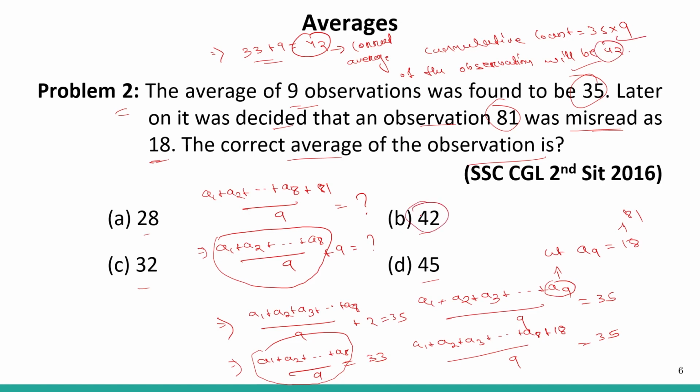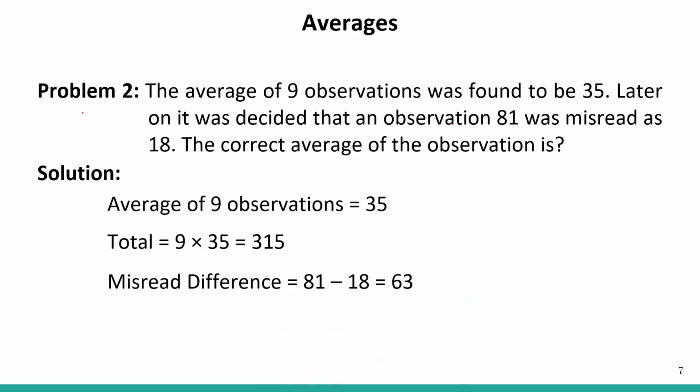So among these, B is the correct option, that is 42. 45 is wrong, 32 is wrong, 28 is wrong. So the only correct answer is 42. So let's see problem number 2.